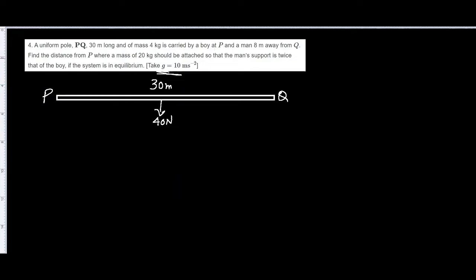Boy is carrying it at P. That means the boy is standing and holding this pole upwards at P, and a man is 8 meters away from Q. So this is the boy, and this is 8 meters, and here is the man who is holding this pole. Alright, find the distance from P where a mass of 2 kg should be attached.